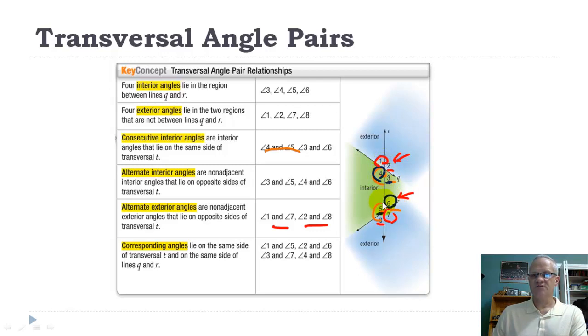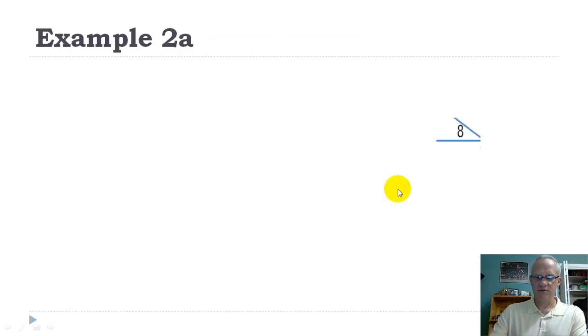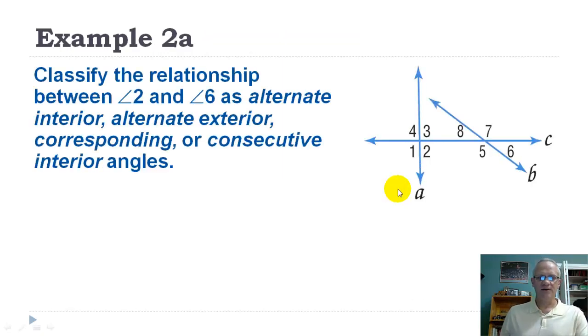Because one's outside, one's inside, but they're on the same side of that transversal line. And then 4 and 8 are, and 3 and 7. So again, one's inside, one's outside, but they're on the same side of that transversal line. Okay, a lot to think about there, but let's do a couple of examples.